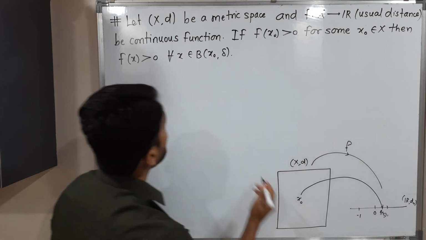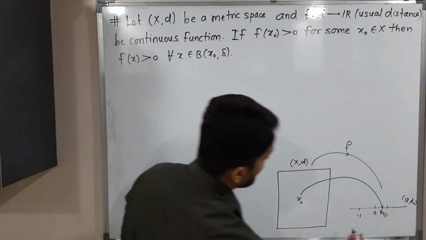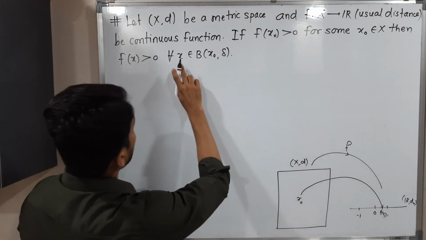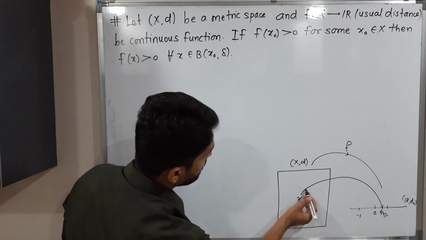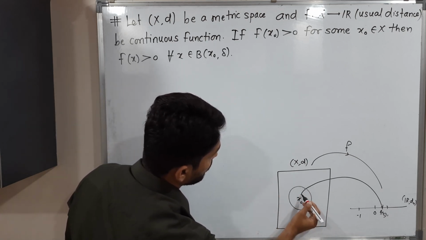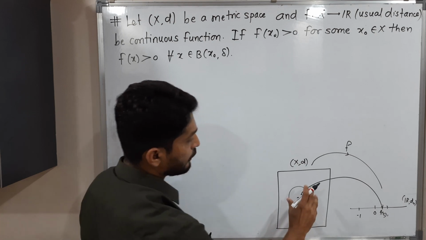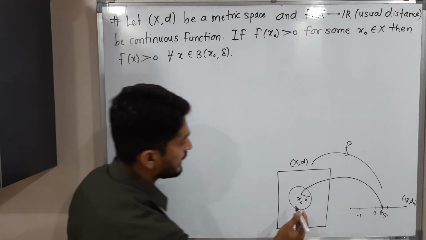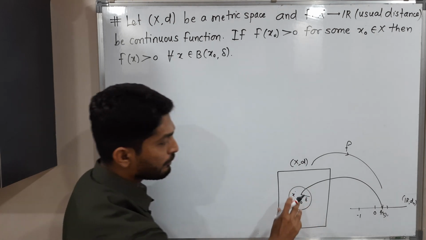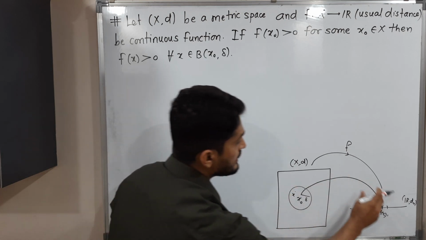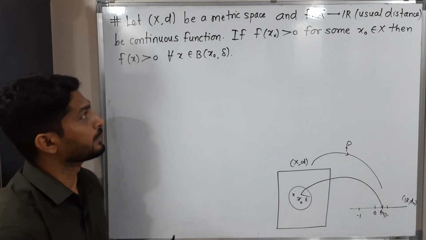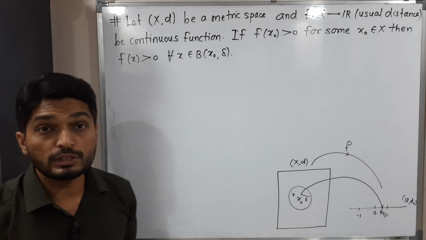We have to prove that in a neighborhood of x naught, we can find some delta such that the open ball with center x naught and radius delta has the property that if you take any point from this neighborhood of x naught, its image will again be positive. Its image is greater than 0. This is the thing we have to prove.